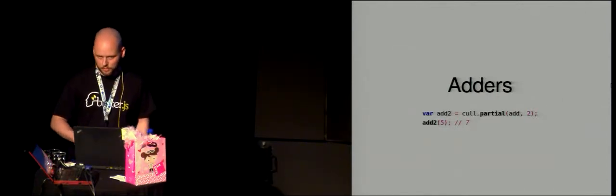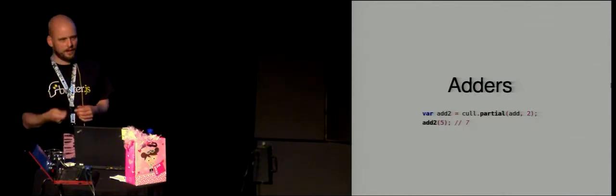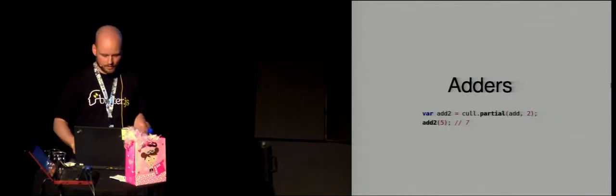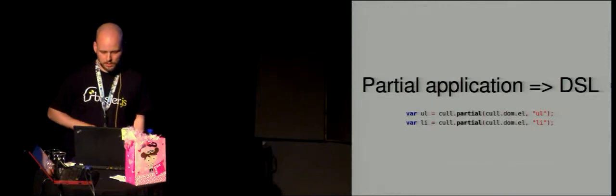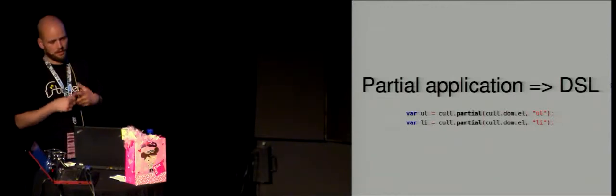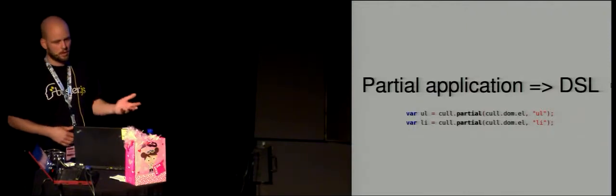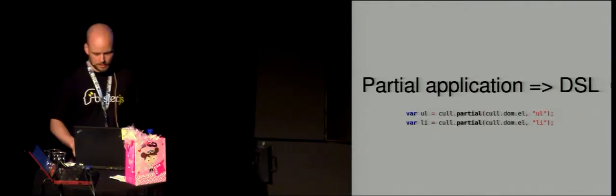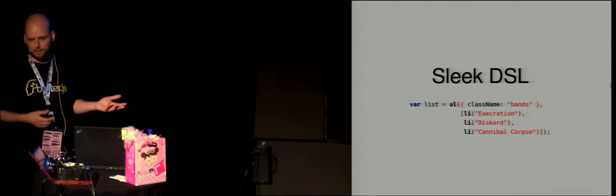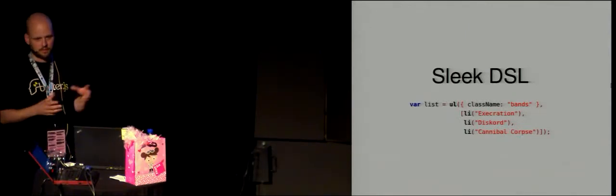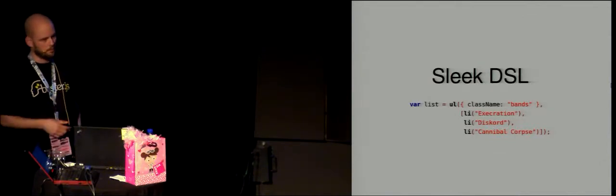So with the element builder, we could use this to bind up the tag names to create a DSL-like thing. So we could say call.partial, and then the element builder, and then the tag name produces a new function that will create UL and LI elements. And now our nesting example really starts looking like markup or whatever. It starts mirroring the same kind of structure that you would put in markups, right?